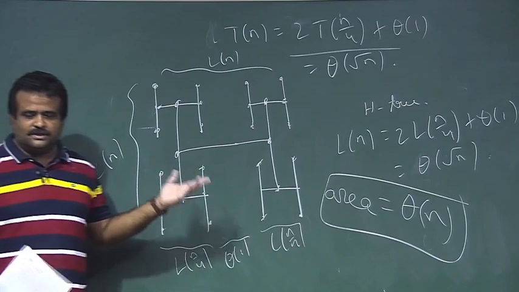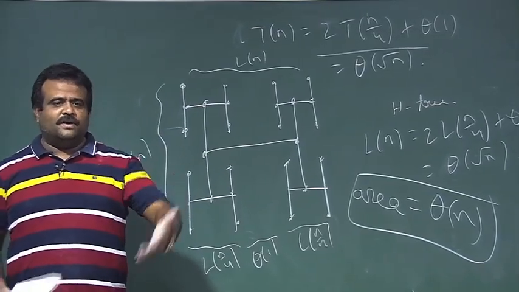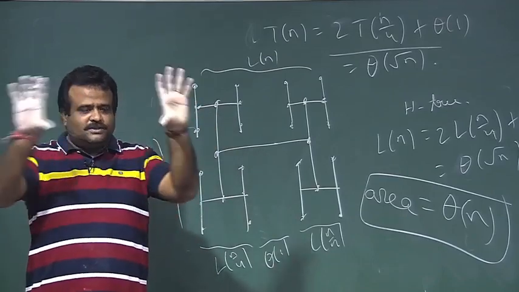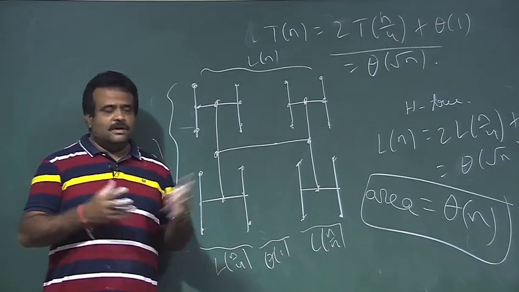So, this is one application of the divide and conquer technique in a totally different area. This is called VLSI layout. We want to fit in this chip a complete binary tree connection. So, that is the idea.